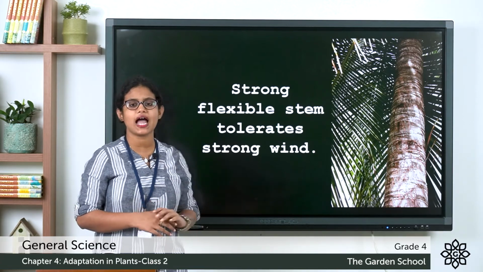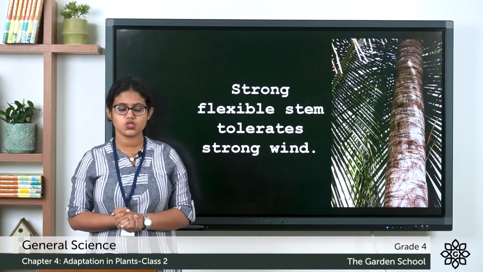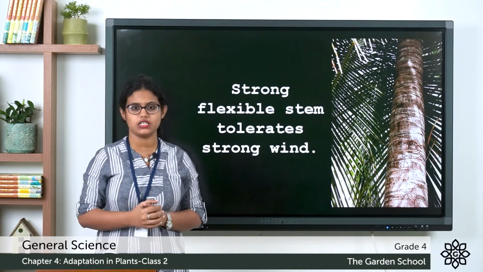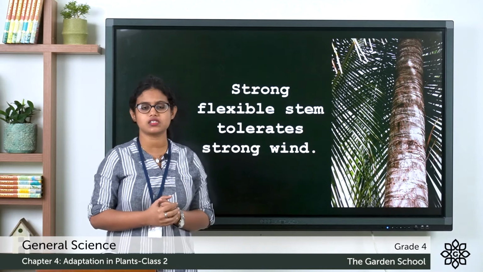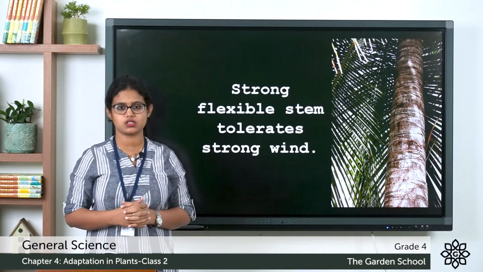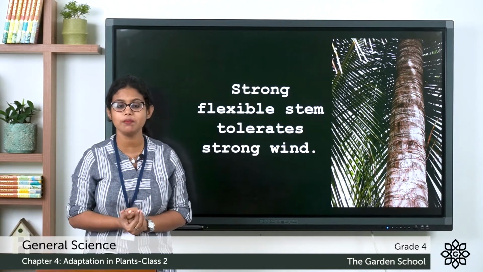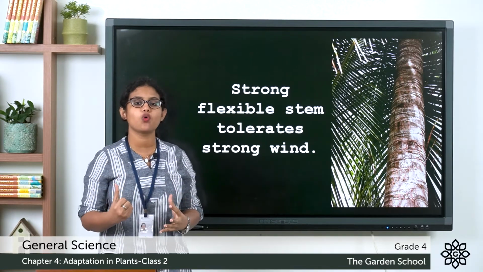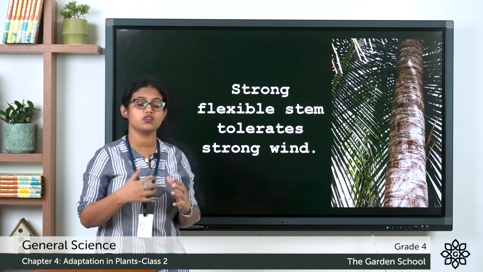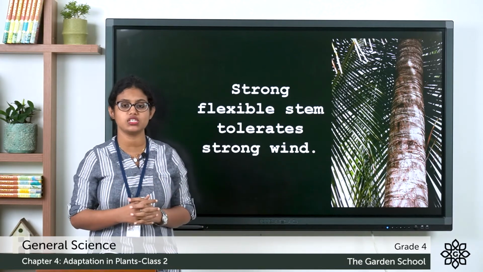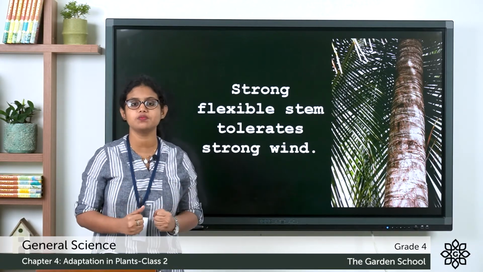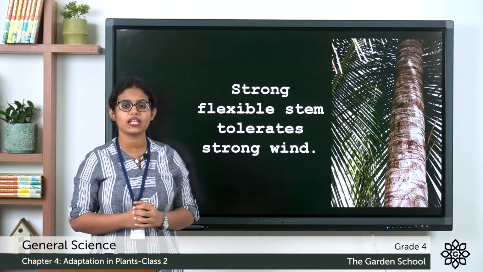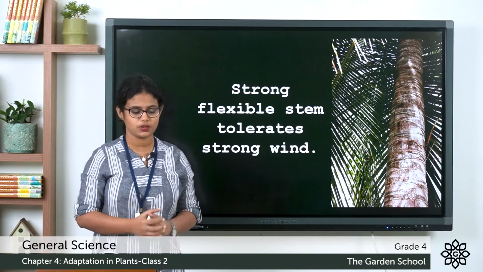So coconut trees have a flexible stem that can be bent easily during strong winds. So why do they have a flexible stem? They have a flexible stem in order to bear the force of strong wind. So the first feature of these coconut trees is that they have a flexible stem that helps them to bear the force of wind.